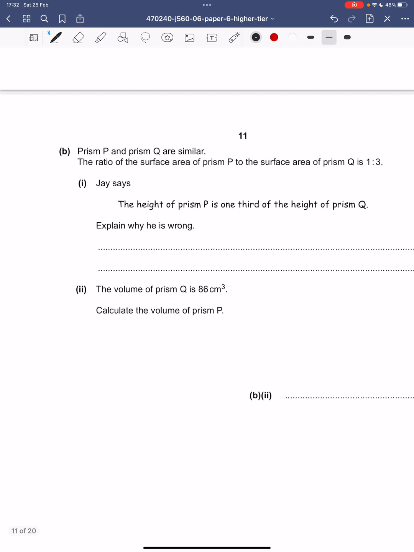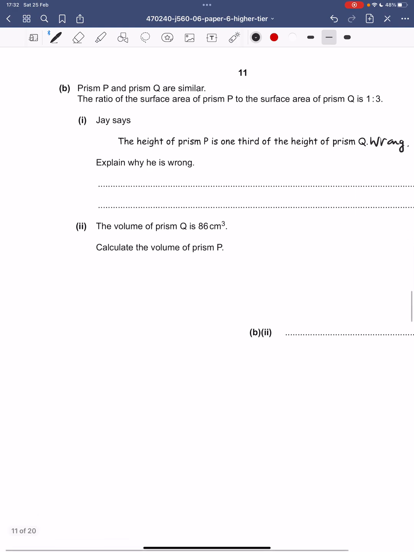Right. Prism P, prism Q are similar. The ratio of the surface area of P to the surface area of Q is 1:3. J says the height of P is 1/3 the height of Q. He is wrong. Okay. So, right, what we've got here, I'm going to write this down here. And then we're going on to volumes as well. So we're doing about heights, volumes and areas.